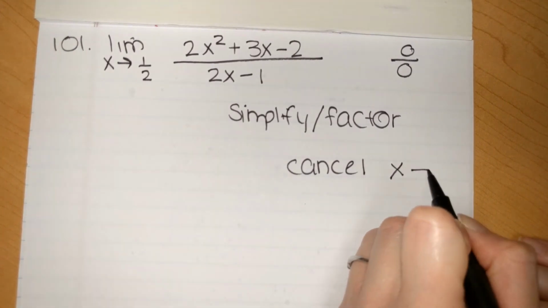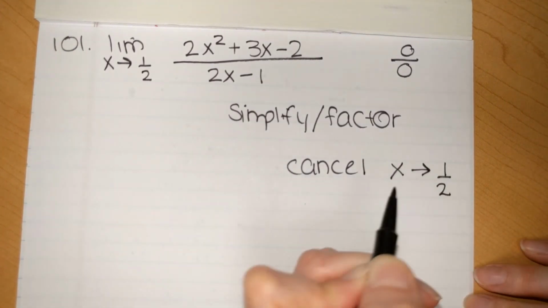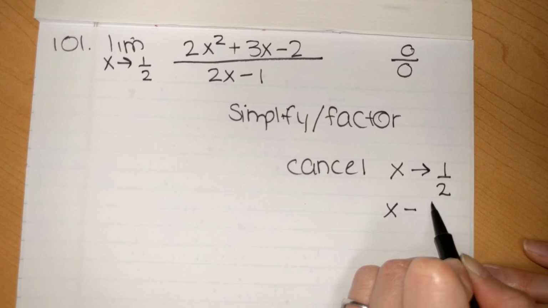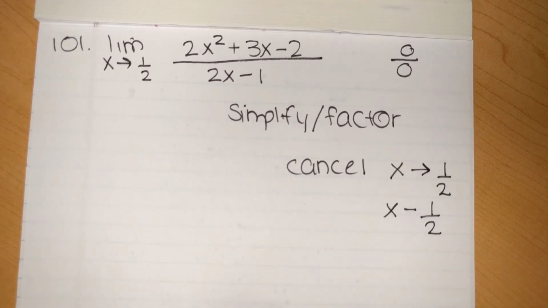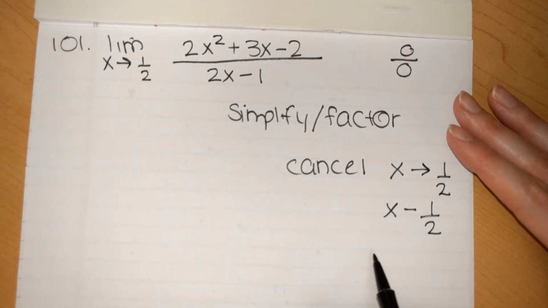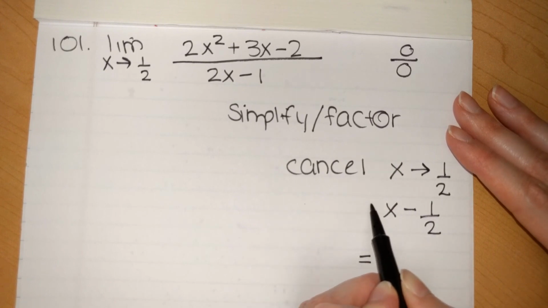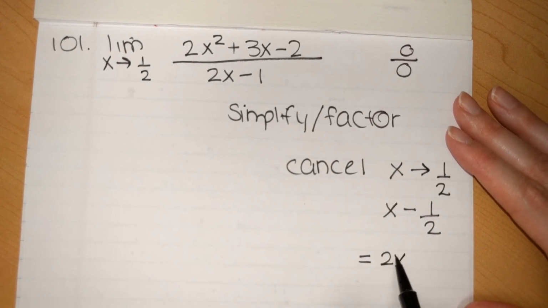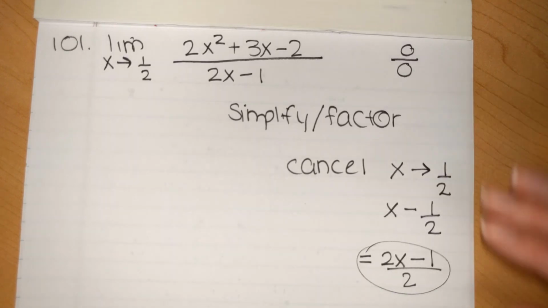And the problem happens when x goes to 1/2. So usually we say that that's the same thing as x minus 1/2 that we're trying to cancel out. Now, you will notice, like in the original problem, there's no x minus 1/2 there, but you can rewrite this, of course, because if you were to get a common denominator, you could write this as 2x minus 1 over 2. So really, we're trying to cancel out something that looks like 2x minus 1.